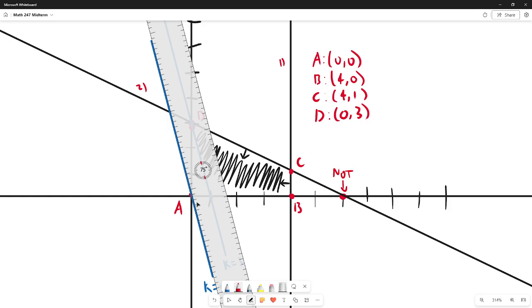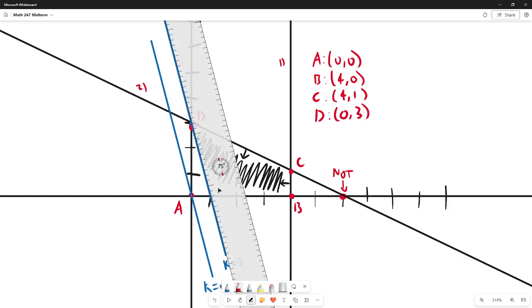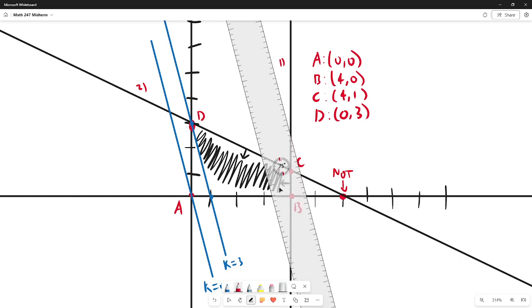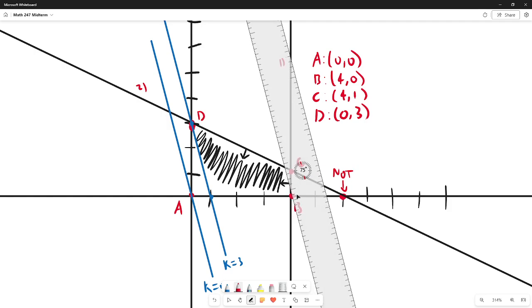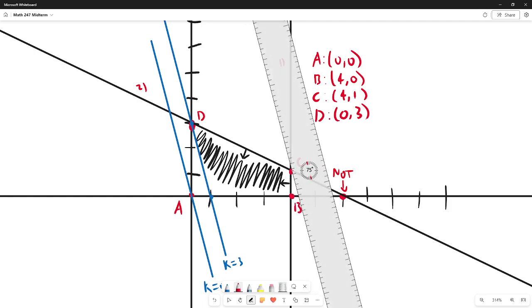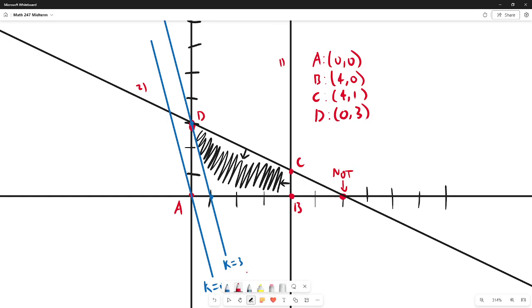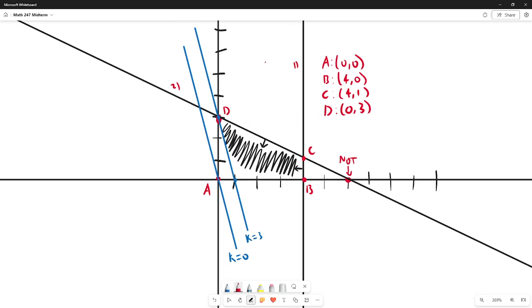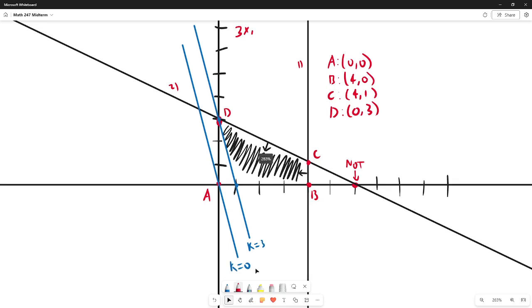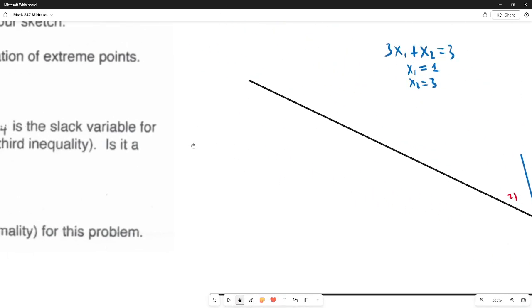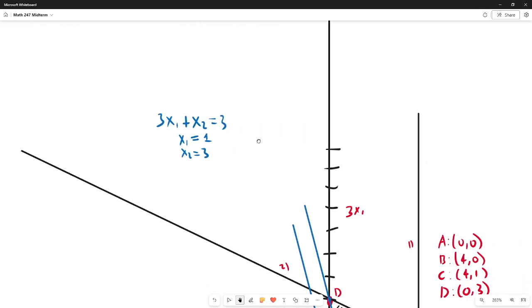And we see that A is the first one to get hit, then B, then D, then B, then C. So we know that C is going to be the maximum, but we can verify that by using the objective function with these values. So remember, our objective function was 3x1. Let me just go back to it. I think it was 3x1 plus x2. Yeah, 3x1 plus x2.